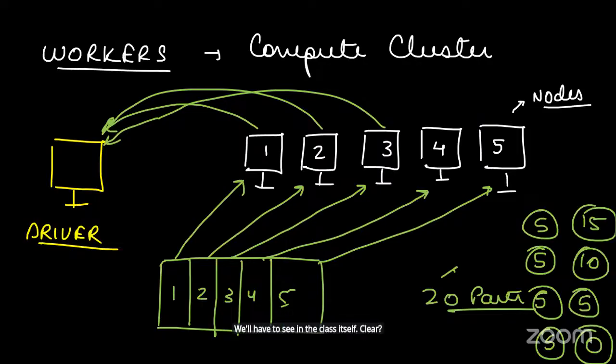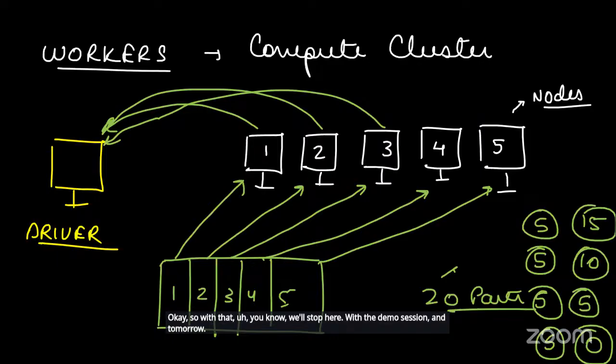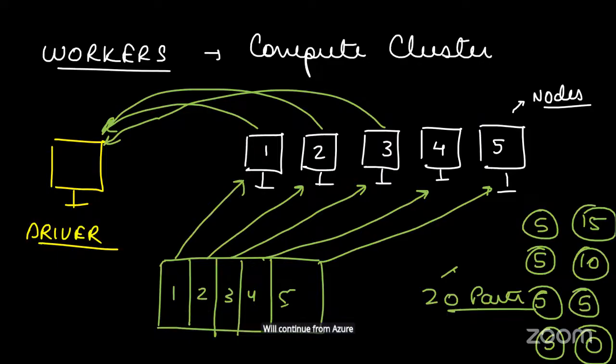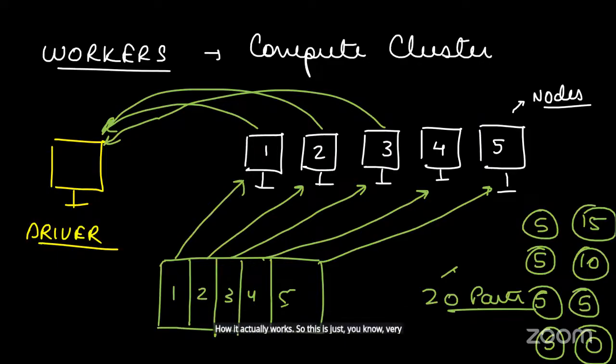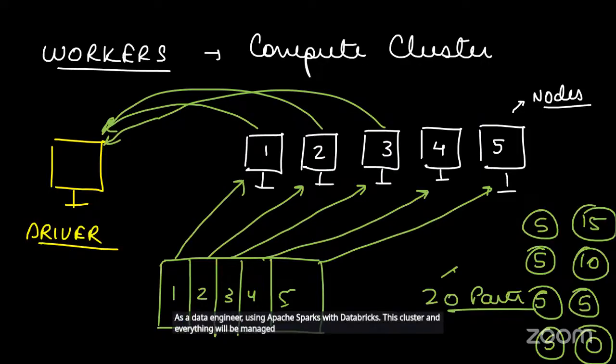All right. So with that, we'll stop here with the demo session, and tomorrow we'll continue from Azure. I wanted to give you a brief introduction of the Spark architecture so you understand how it actually works. So this is just a very basic outline of it. There's obviously a lot more that goes into the architecture, but it's a very simple to understand architecture. And the best part is that you don't have to manage this architecture. As a data engineer using Apache Spark with Databricks, this cluster and everything will be managed by Microsoft itself.